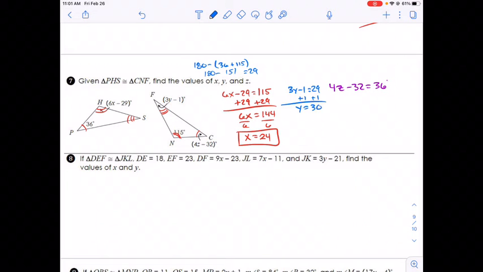3y is equal to 30. Divided by 3, y is equal to 10. So now we have our y. And then we go to our z. So we're going to add 32.